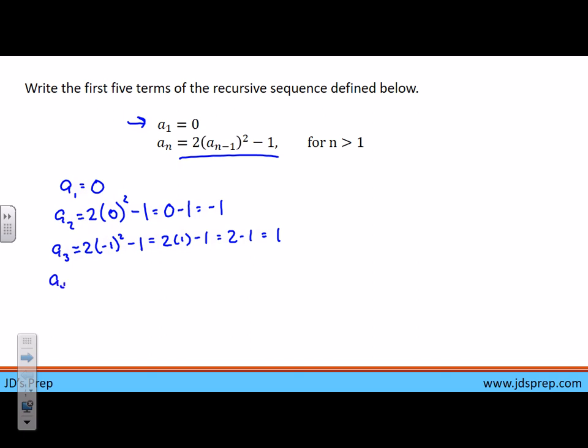Then for a4, do the same thing, except now I'm going to plug in the positive 1 that we just got for a3. So we'd have 2 times 1 squared minus 1, which is 2 times 1 minus 1, which is 2 minus 1, which is 1. And then do it one more time for a5. But since a3 and a4 ended up being the same, a5 is also going to end up being the exact same value.